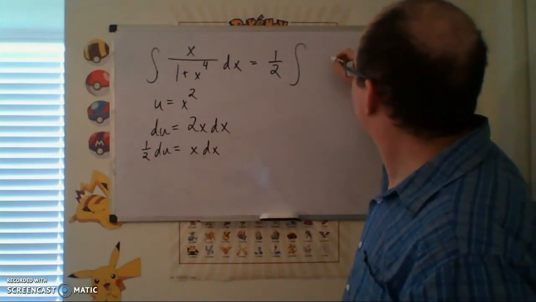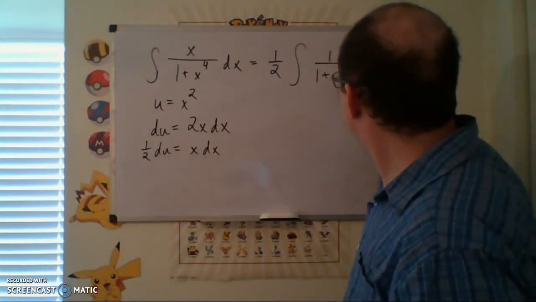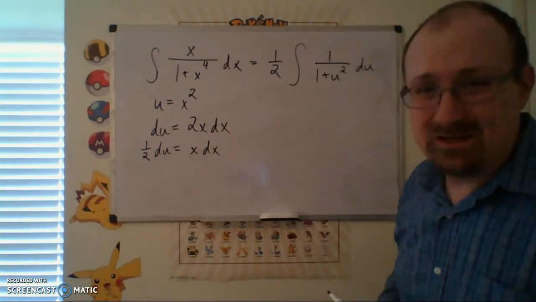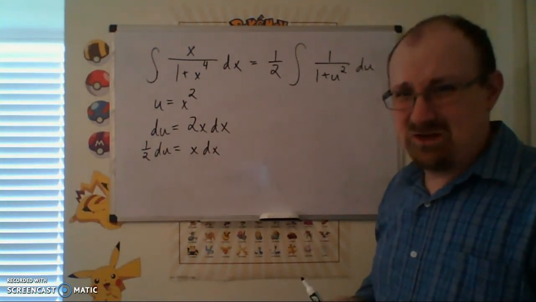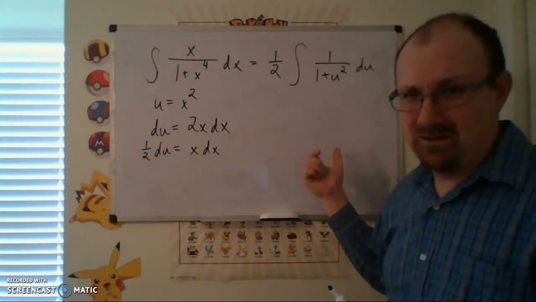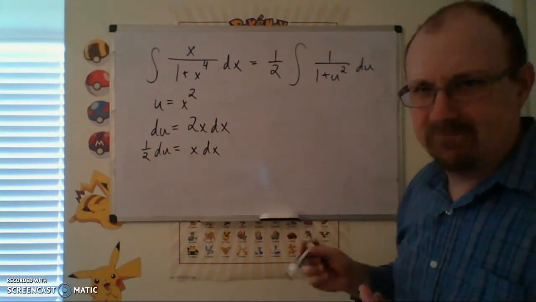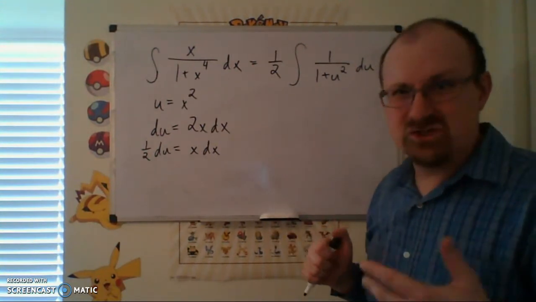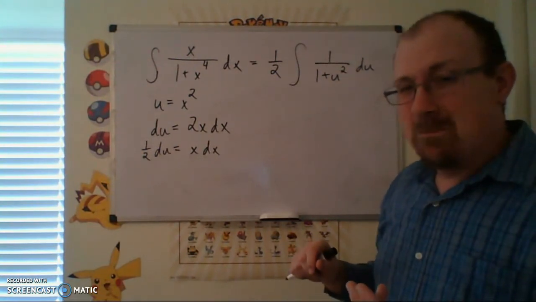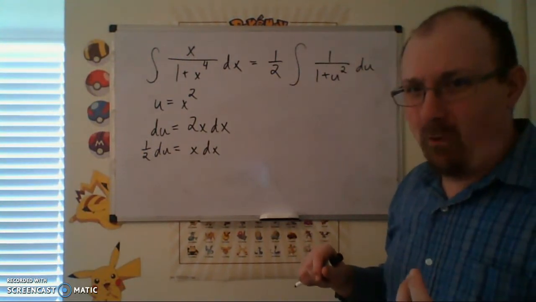Anywho, so that's what we'd end up with after we execute that substitution. And you might be saying to yourself at this point, that doesn't really look any better than what we started with. I mean, I guess we got rid of the numerator, but it's still not something that just jumps out at us as one of our bestest friend formulas. It's not, but we've seen this formula before.